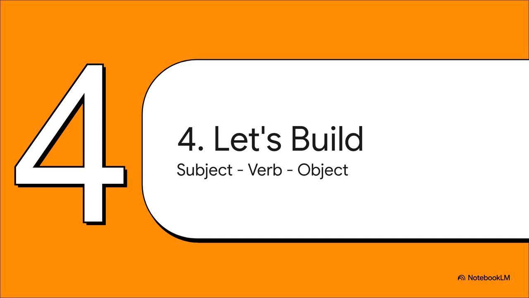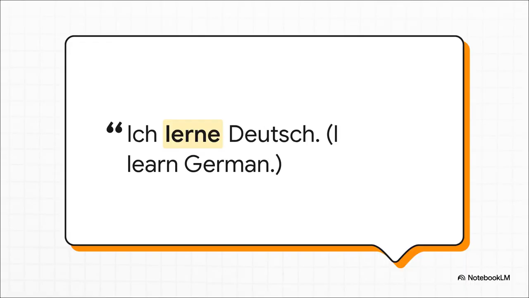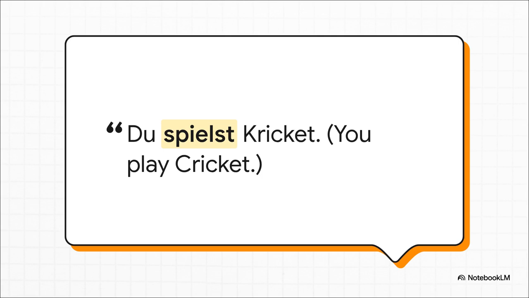And the really great news is that for basic sentences, the word order is exactly what you'd probably expect. Subject, then the verb, then the object. So let's build our first one. We take our subject, ich, we take our verb root, lern, and we add the right ending for ich, which is e, to get lerne. Then we just add what we're learning, Deutsch. And there you go. Ich lerne Deutsch. I learn German.